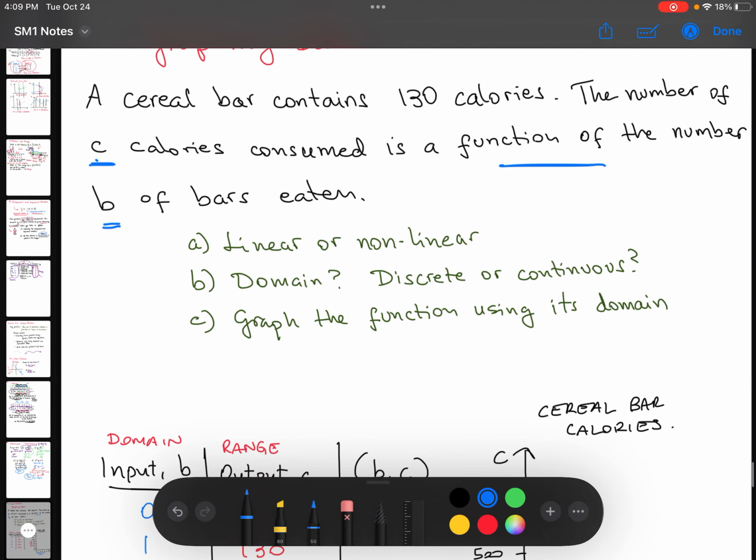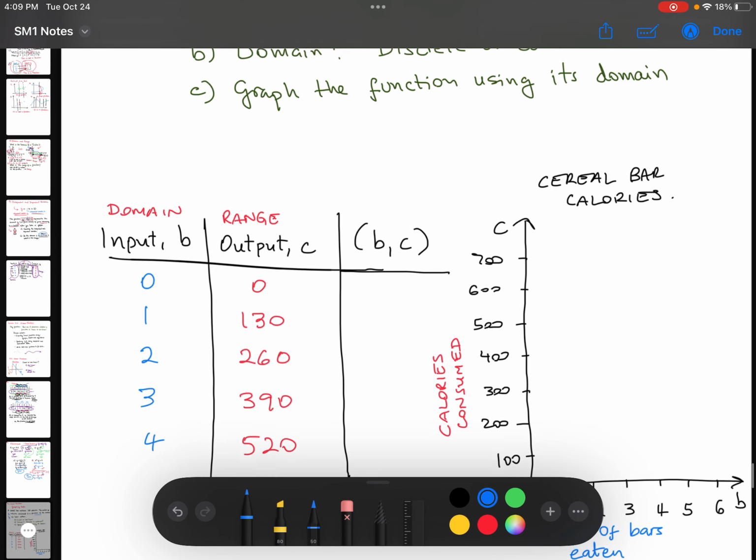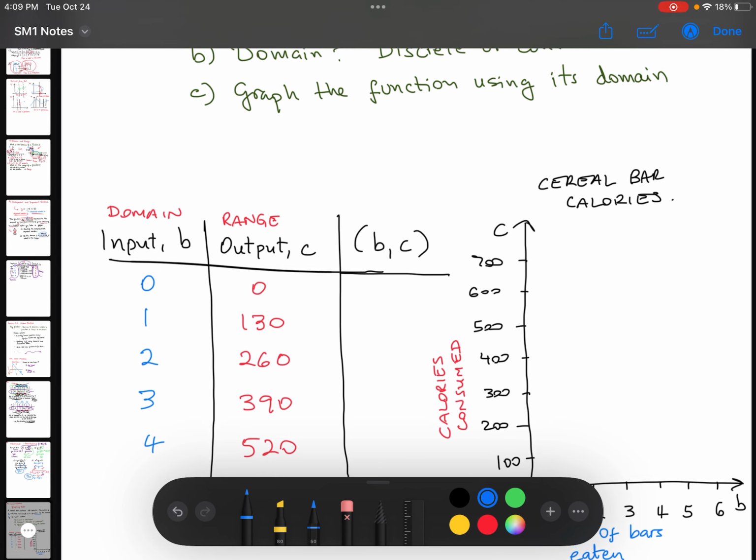Here's the thing. The first part is, let's determine whether this situation represents a linear function or not. As you can see from this table that I've made here, as b increases by 1, it means the bars that you've eaten, the number of calories is going to increase by 130. So for every 1 bar you eat, you have an intake of 130 calories.